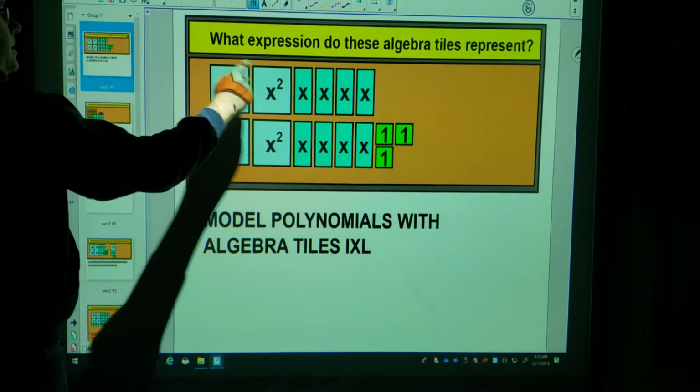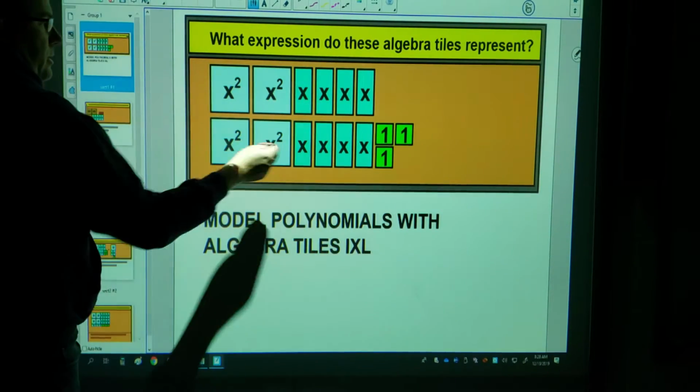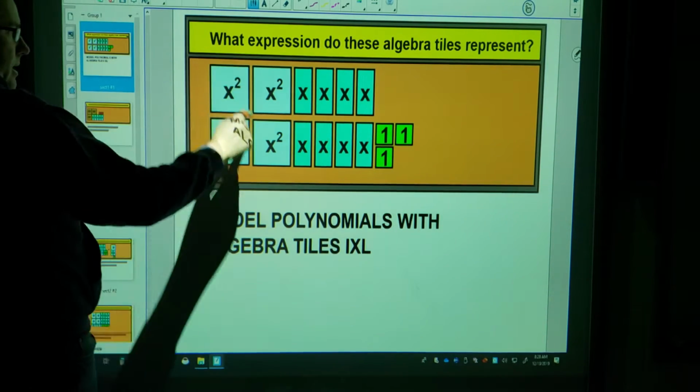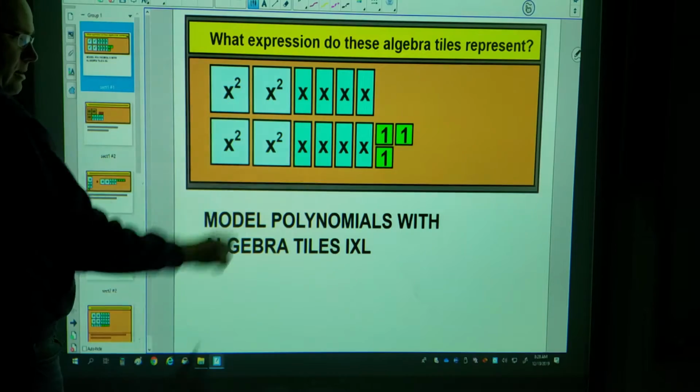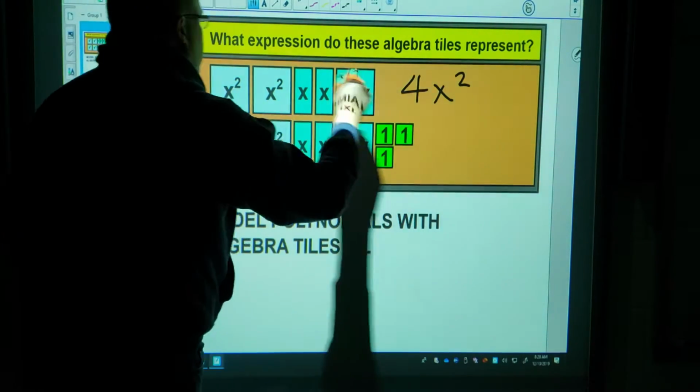So when we say what do we represent by these tiles, the fact that we're looking at is each of the tiles has some designation on it, either a number, an x, or an x squared. So when we're looking at this picture, I noticed that the big squares have x squared on them, and I noticed that there's 4 of them. So I have 4x squared.